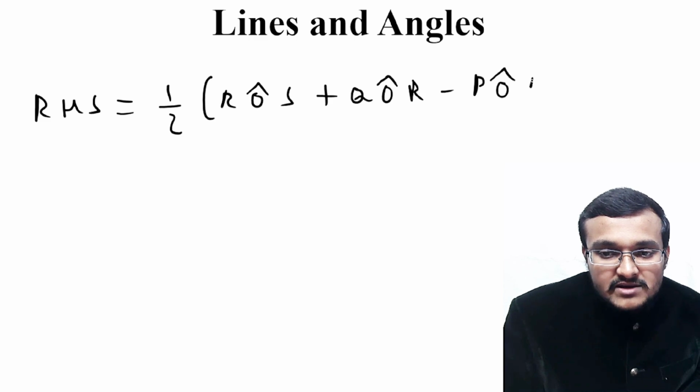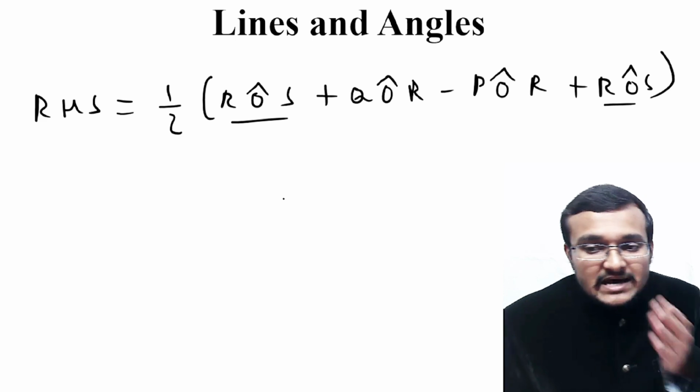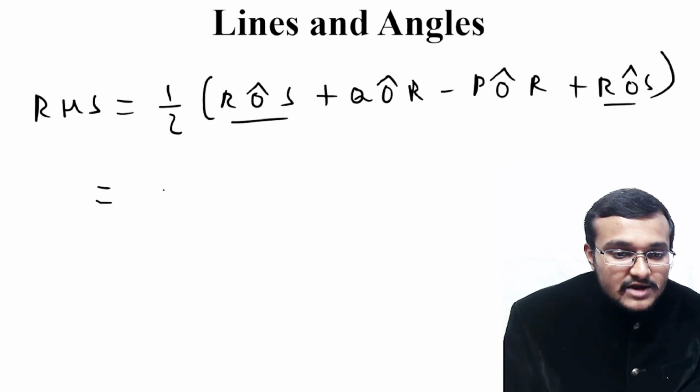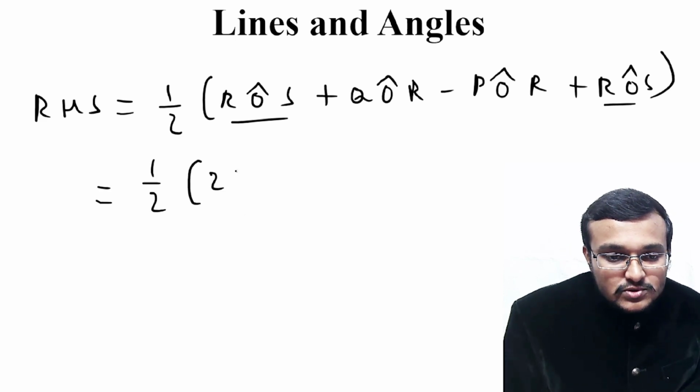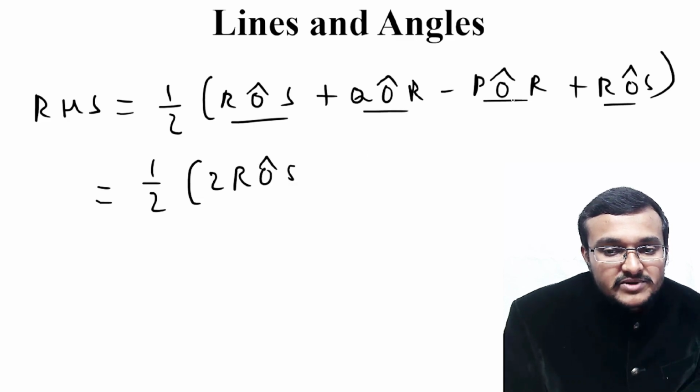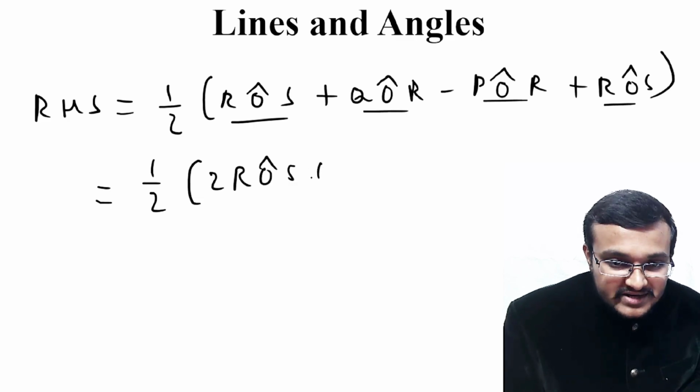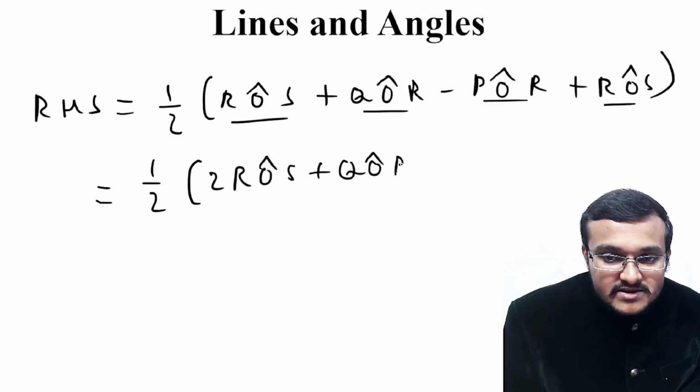So we have minus POR plus ROS. Here you can see we have two ROS, so you can add ROS and ROS, and it will become 2 ROS. So 1 by 2 into 2 ROS. Here QOR and POR are there, so we'll write QOR minus POR.